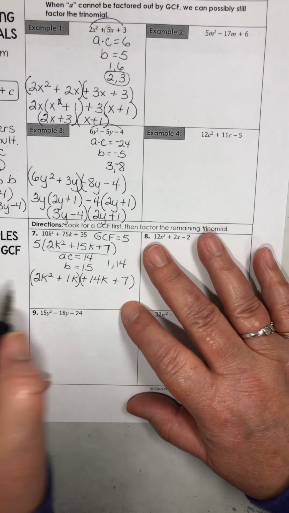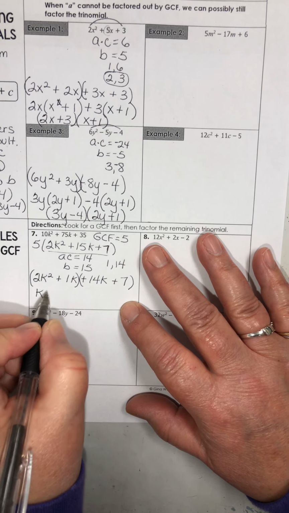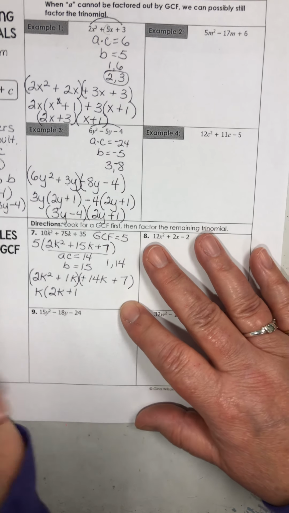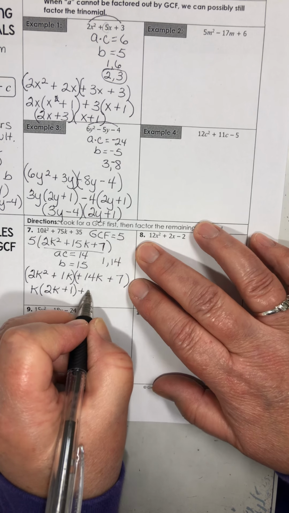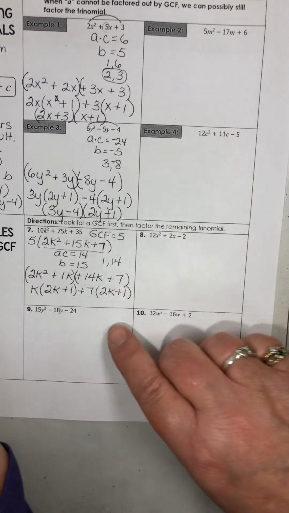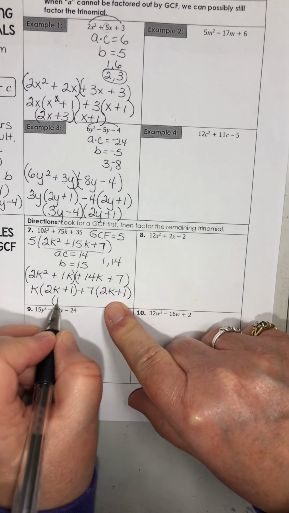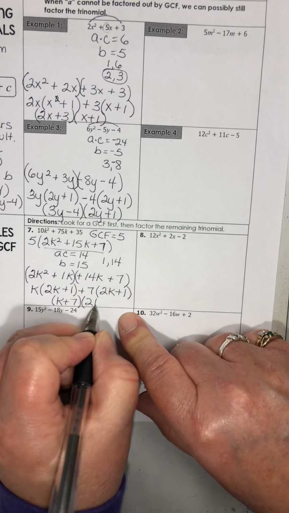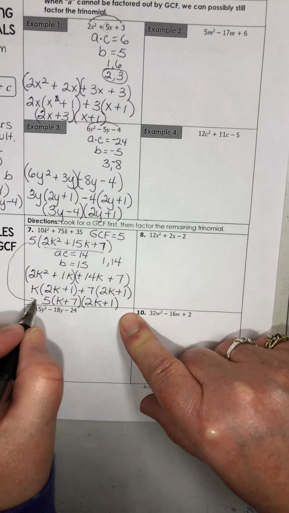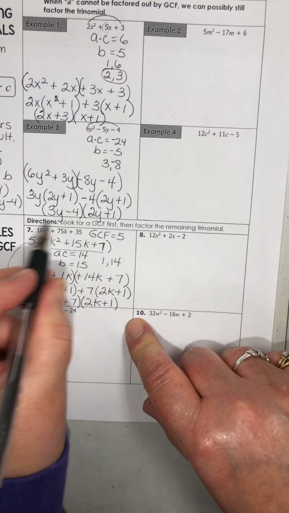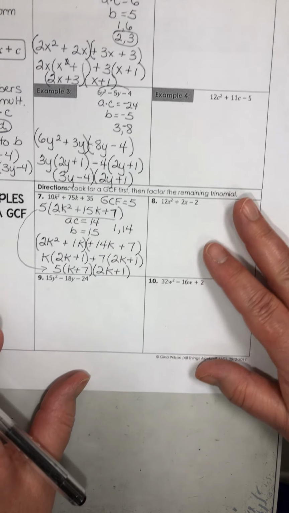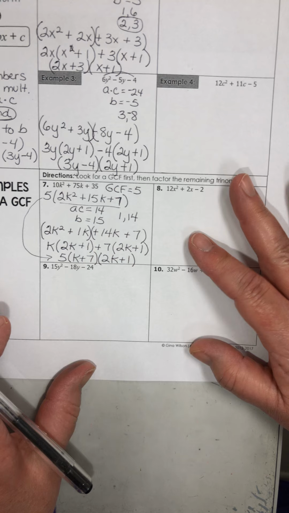Okay, so now we can group and divide out our common factor. Looks like it's going to be a k. So I have 2k plus 1, plus, that looks like we can divide out a 7. So we have 2k plus 1. That's good. And so our factors are k plus 7 times 2k plus 1. And don't forget to bring down your 5 so that if we multiplied this all back out, we would get back to the original problem. Okay, so just really that one extra step in there, finding a greatest common factor.